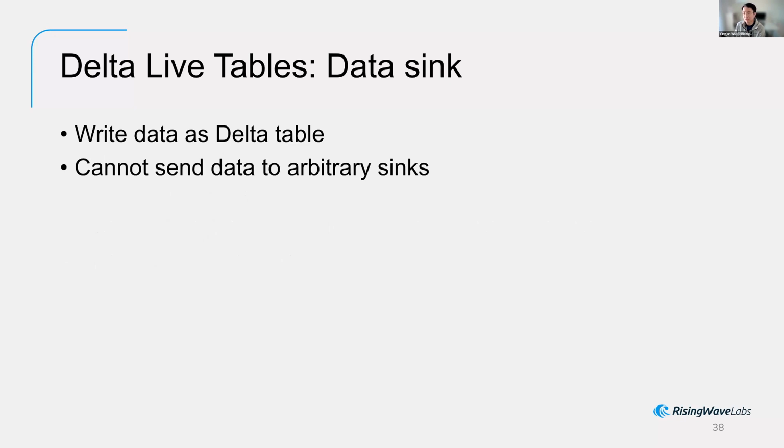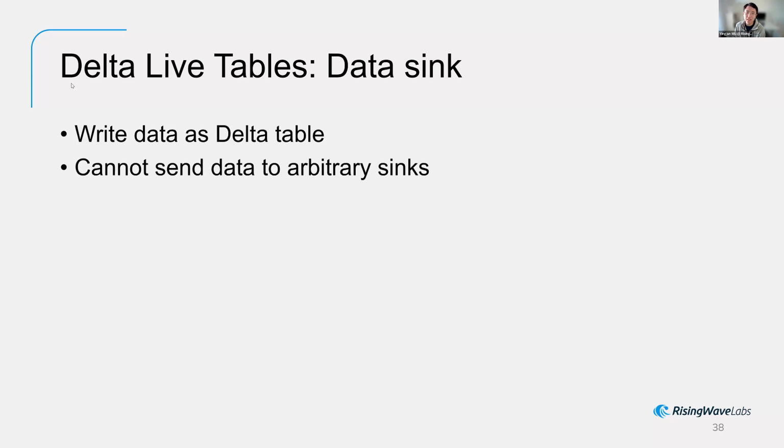And what about the sink? In terms of the sink, that's where it's kind of limited, even more limited compared to BigQuery. For BigQuery, it essentially allows you to send the data into Pub/Sub, which is a messaging queue, and through Pub/Sub you can send the data anywhere. But Delta Live Tables doesn't really allow you to do that. The only way you can do it is to write the data as a Delta table.